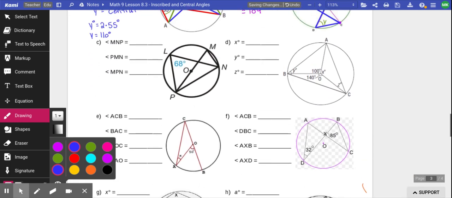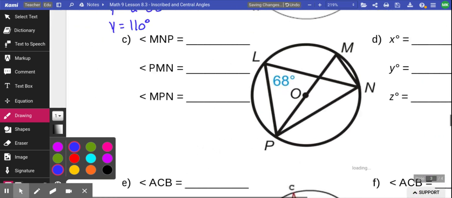Okay, we got 6 more. Let's try this one. So we've got a few angles here that we're looking for. We're looking for M to N to P. So this first one, M to N to P, is this angle right here. The next one we have is angle P to M to N. P to M to N is this angle right here. And then we have angle M to P to N. M to P to N would be this angle right there.